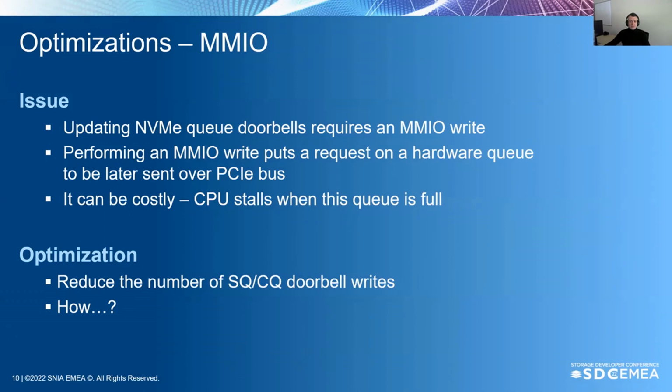Let's start with MMIO. With NVMe, MMIO is used whenever you update doorbells. Performing an MMIO write puts a request on a hardware queue so that it's later sent over the PCIe bus. And this can be costly because the CPU will stall when the queue is full. So in order to avoid that, we need to find a way to reduce the number of doorbell writes. So how can we do that?